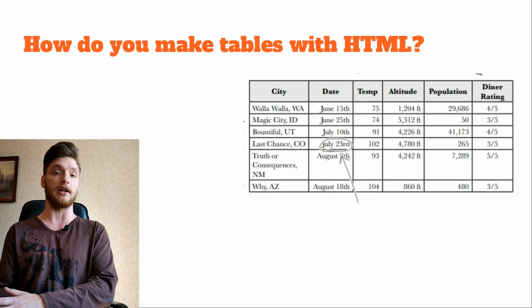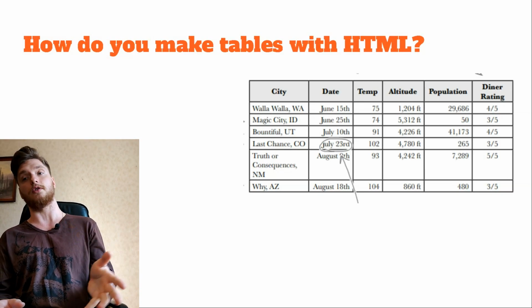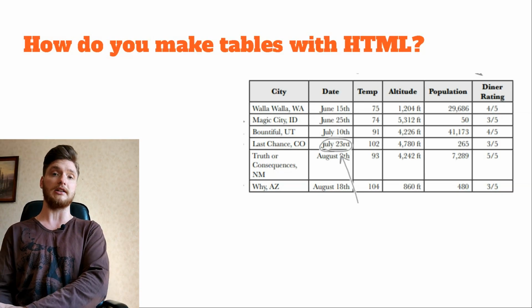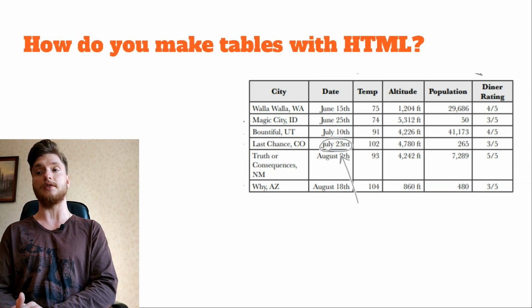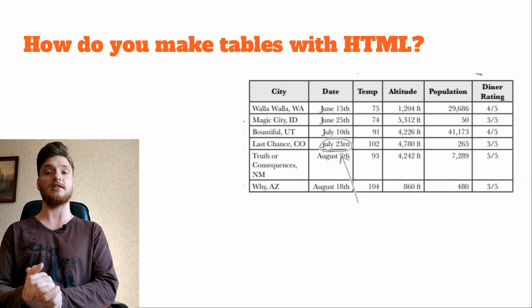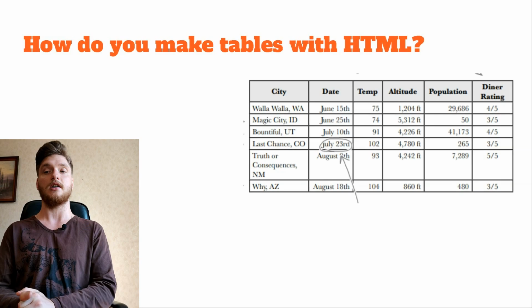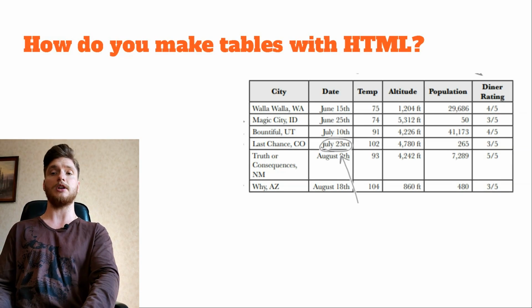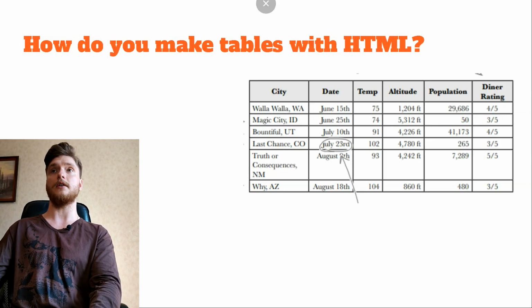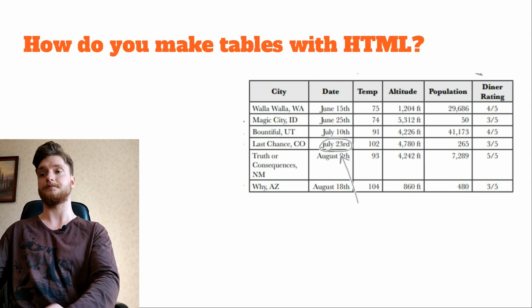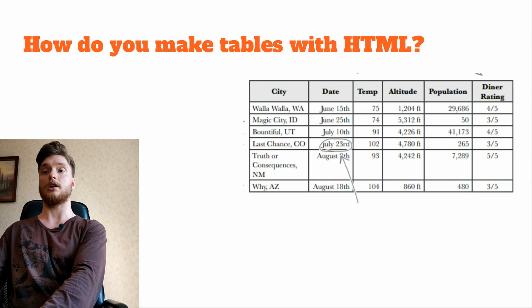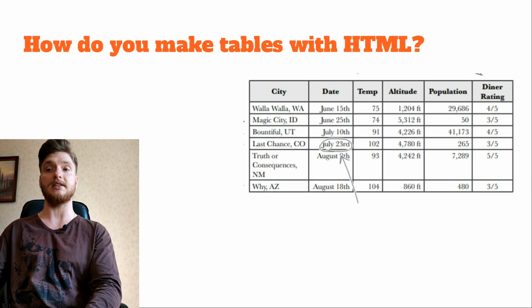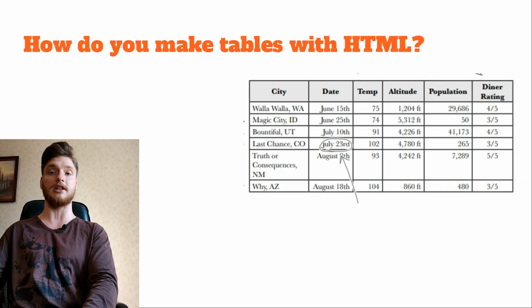HTML has a table element to take care of marking up tabular data. Before we dive into the table element, let's first get an idea of what goes into a table. We have rows. We have columns, and this row has headings. We call each piece of data a cell or sometimes just table data.